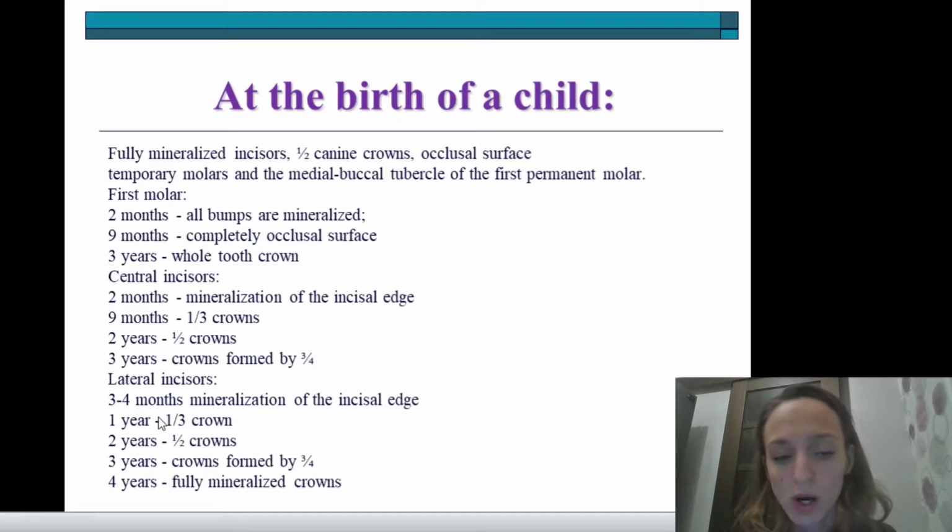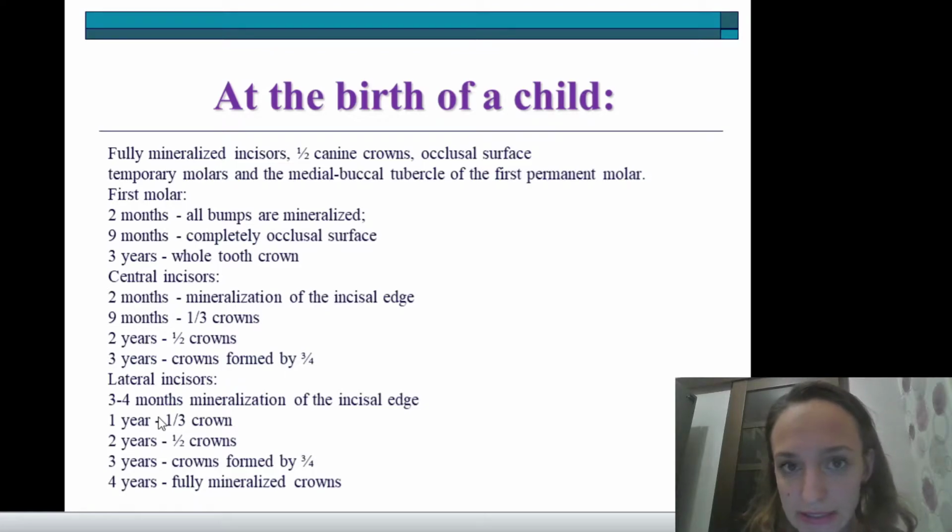9 months, 1/3 of the crown, 2 years, 1/2 crown, 3 years, crowns formed by 3/4. Lateral incisors, from 3 to 4 months mineralization of the incisal edge. 1 year it is 1/3 crown, 2 years, 1/2 crown, 3 years crown formed by 3/4, and 4 years fully mineralized crowns.